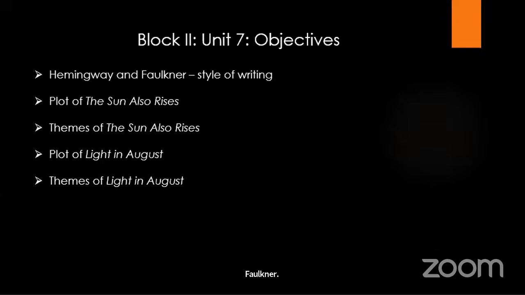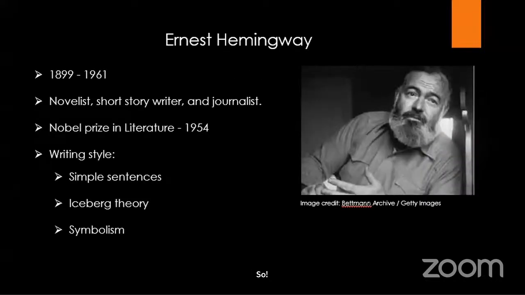The objectives for today's class are to first talk a little about these two authors, Hemingway and Faulkner, and see what their writing styles are. Then we'll take one work from each of these authors and look at the story and the plot of these works. And then we'll discuss the themes and see if they align with what we are discussing about their styles. Does that make sense? Yes, sir. Okay, good.